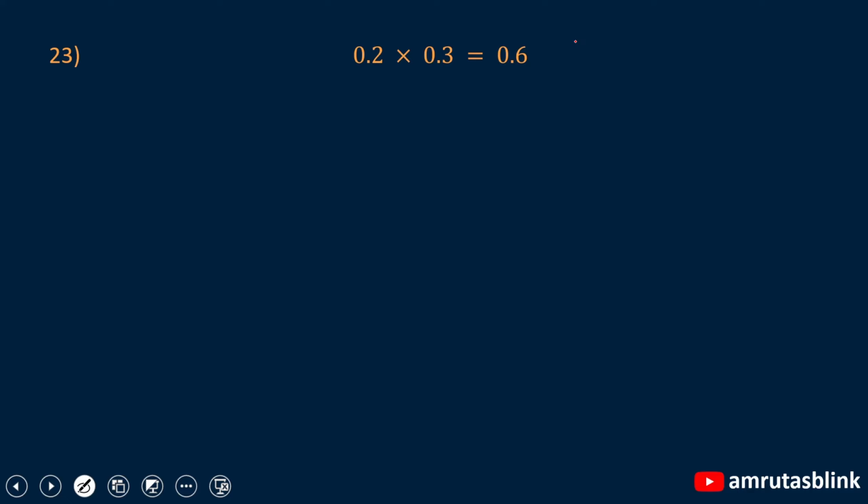0.2 into 0.3 is equal to 0.6. Now how do we perform multiplication of decimals? We multiply the numerical part, that is 2 into 3 is equal to 6.